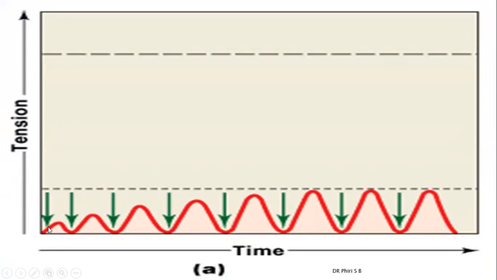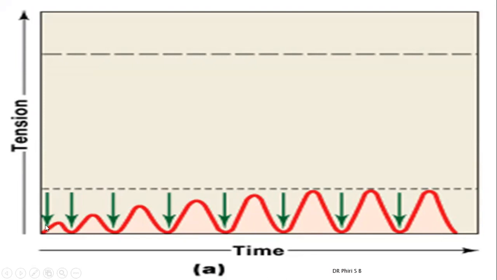So there is complete relaxation between the two twitches of the muscles, but the first muscle twitch won't be as strong as the second one. The second one won't be as strong as the third one. What I mean is, as you continue stimulating this muscle, the amplitude of contraction will be increasing. The first one is weak as compared to the second one. The second one is weak as compared to the third one. The third one is weak as compared to the fourth one. The fourth one is weak as compared to the fifth one. So this phenomenon is called a staircase.